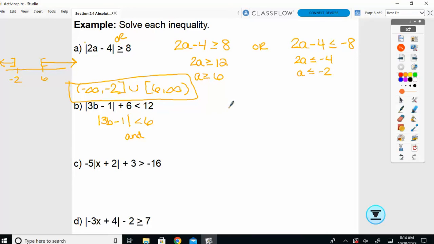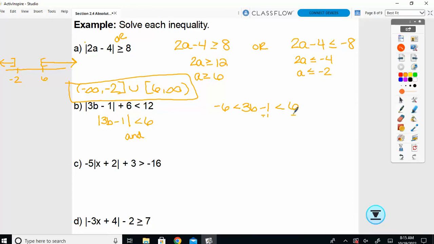So how did I tell you we could set up the ands? We just made one big inequality and we put it in between the negative and the positive. So we say -6 is less than 3b minus 1 is less than 6. You could make two separate ones, but I think this is a little bit easier when we get to our final answer in deciding what to write.